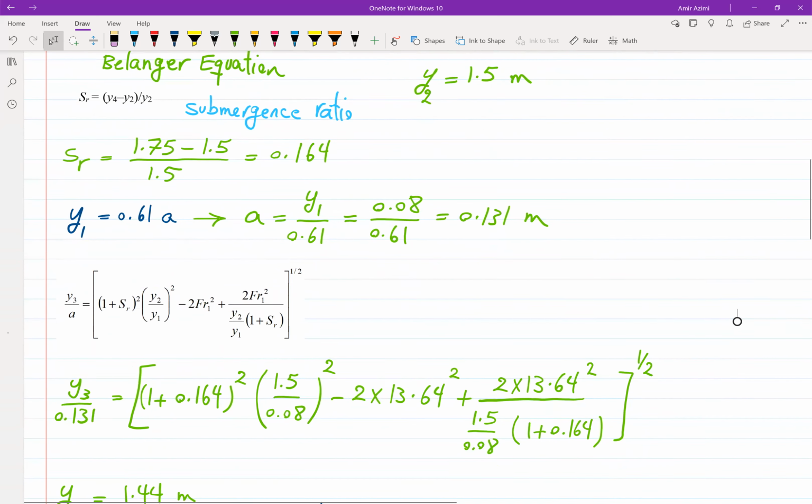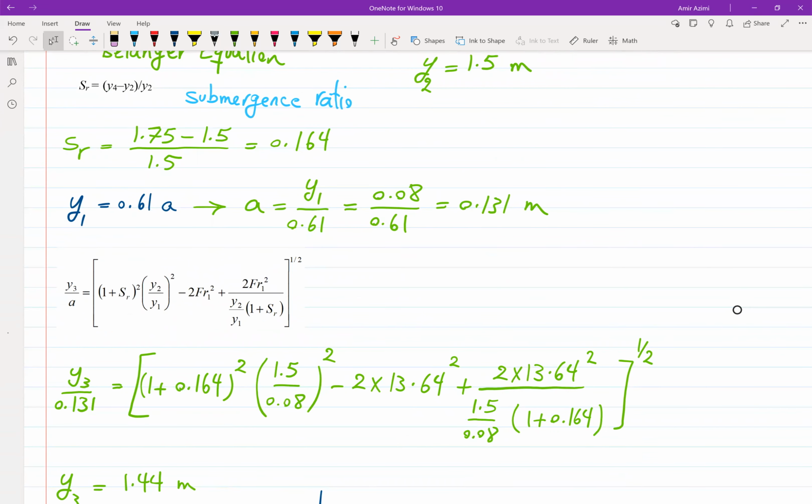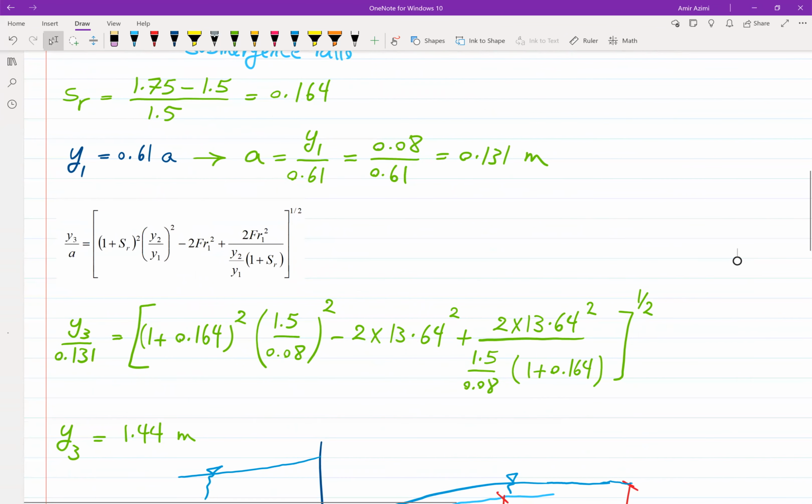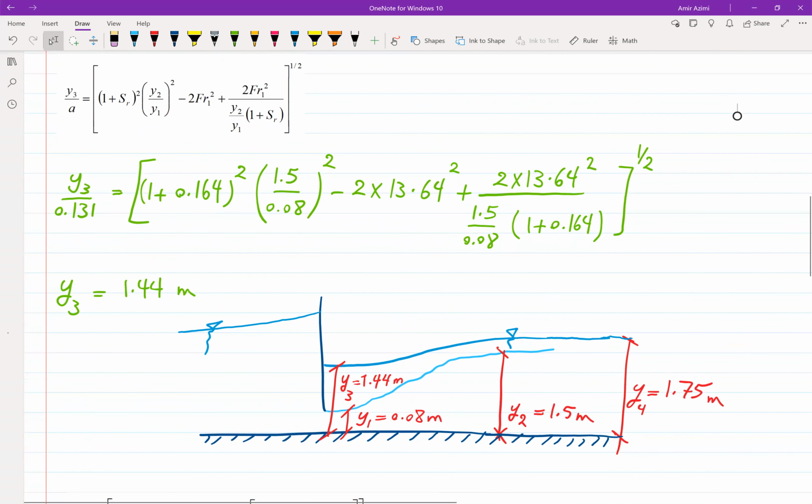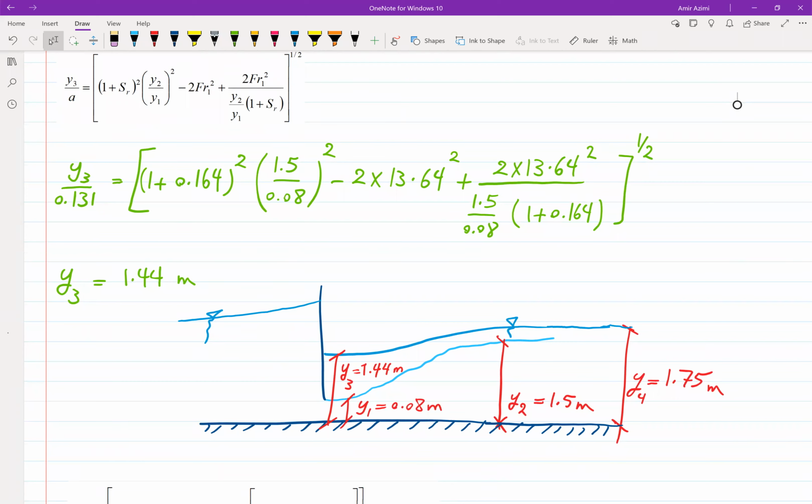So we can use the equation. We have all the known values, and the only unknown is Y3. If you calculate Y3, you will get 1.44 meter. So here I show you that we have Y1, 8 centimeter, Y2, 1.5 meter, Y3, 1.44, and Y4 is 1.75. You can also calculate Y0 by writing the energy equation, but then you also need to assume energy loss.